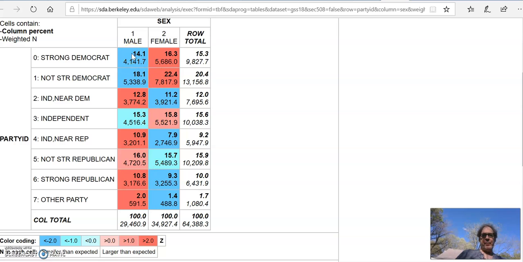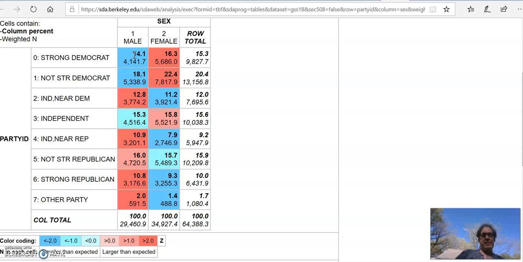So when I want to compare men and women, I want to compare categories of my independent variable. Sex is my independent variable. The categories of the independent variable are male and female. I'm comparing men and women. I want to know if there's a difference between men and women when it comes to party ID. So I'm comparing these percentages across the rows.